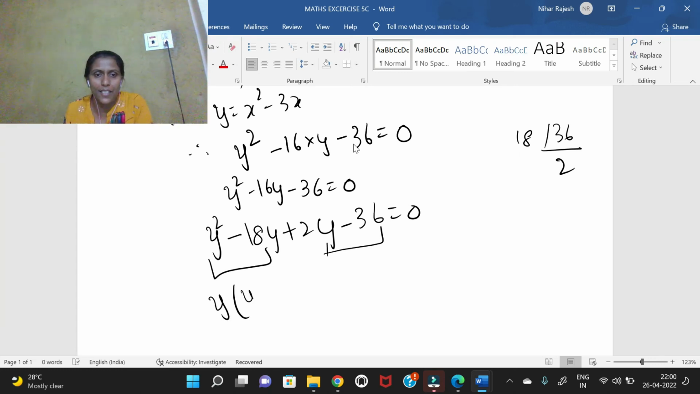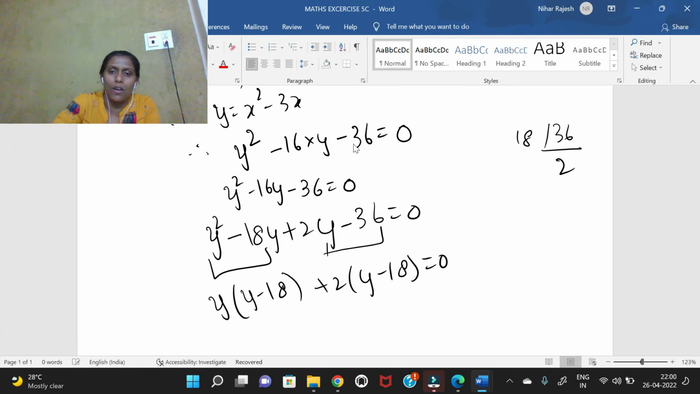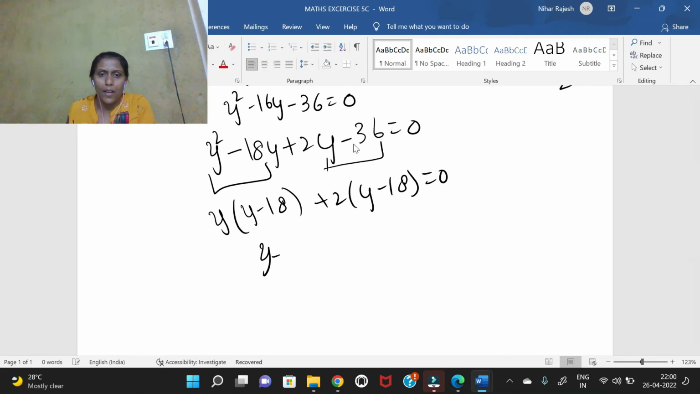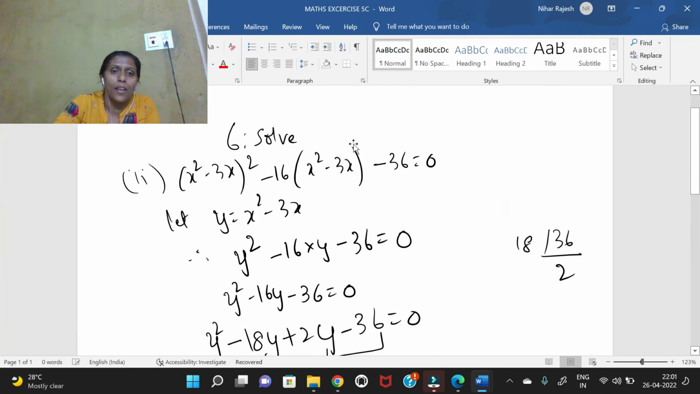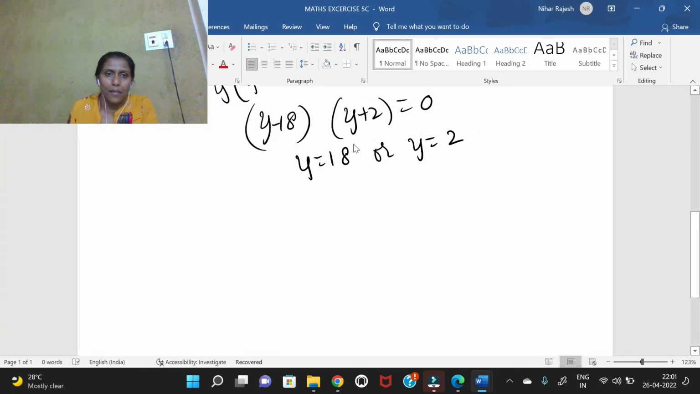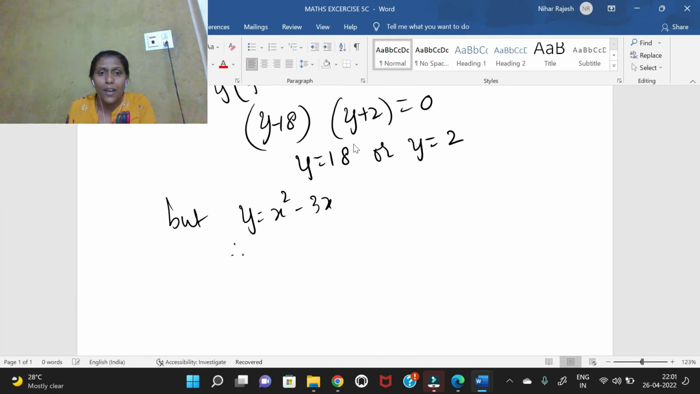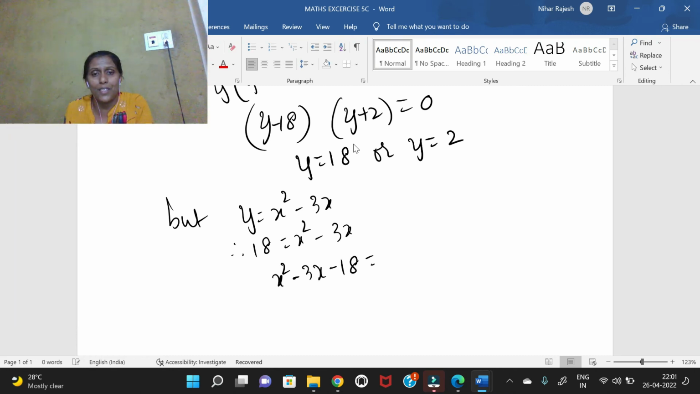Let me just continue with this. y into y minus 18 plus 2 into y minus 18 equal to 0, or y minus 18 into y plus 2 equal to 0. y is equal to 18 or y is equal to 2. But what was y? x square minus 3x. You can write the same thing here because the examiner should know. y is equal to x square minus 3x. So, 18 is equal to x square minus 3x. So now you get another equation to solve, equal to 0.